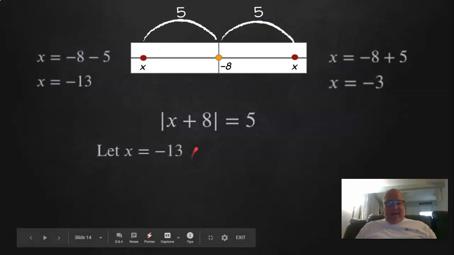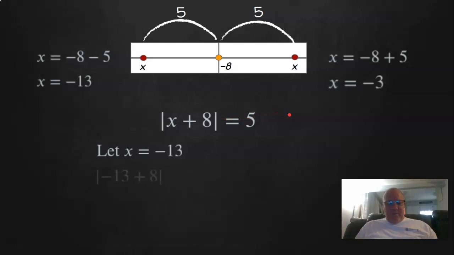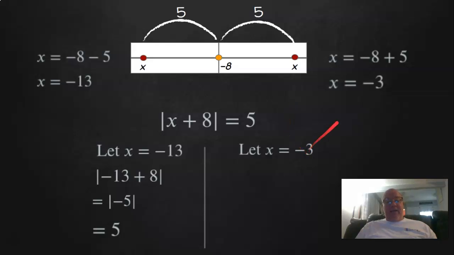So I'm going to let x equal negative 13, and we're going to plug negative 13 into this absolute value equation, see what happens. So when I put negative 13 in, I get the absolute value of negative 13 plus 8. That is equivalent to the absolute value of negative 5, which of course is 5. So that works out. How about when we let x equal negative 3? Well, if I put that into the absolute value equation, I get negative 3 plus 8, which happens to be the absolute value of 5, which is 5. So it all works out in the end.